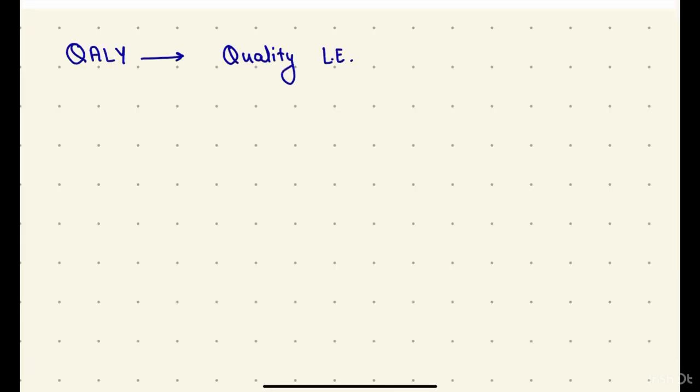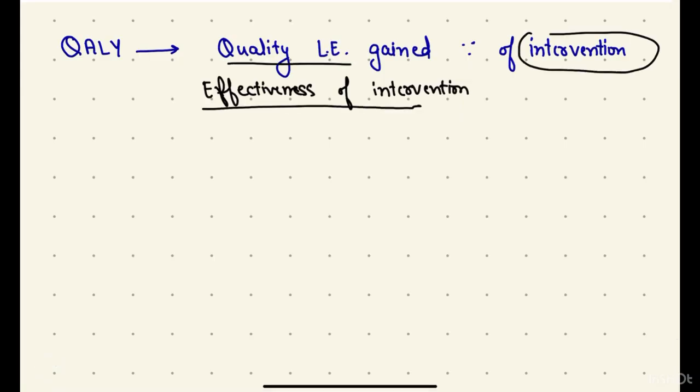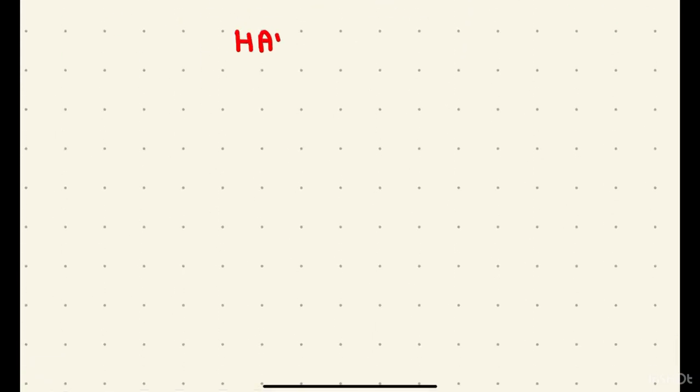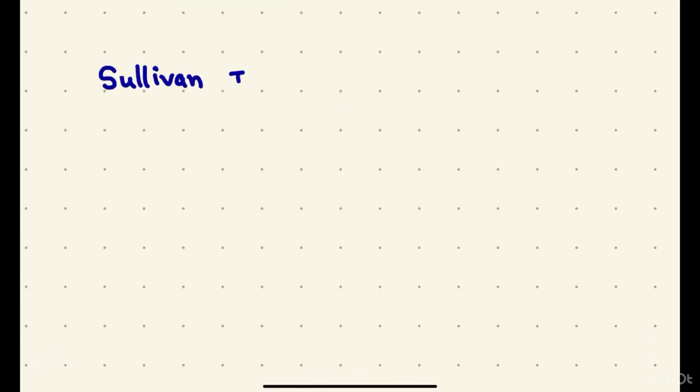QALY is another indicator which shows the quality of life expectancy gained because of an intervention. It tells us about the effectiveness of intervention. Another indicator is health adjusted life expectancy, which means years of life spent in good health. It's a positive indicator. We have Sullivan Index, which is life expectancy minus disability adjusted life years.